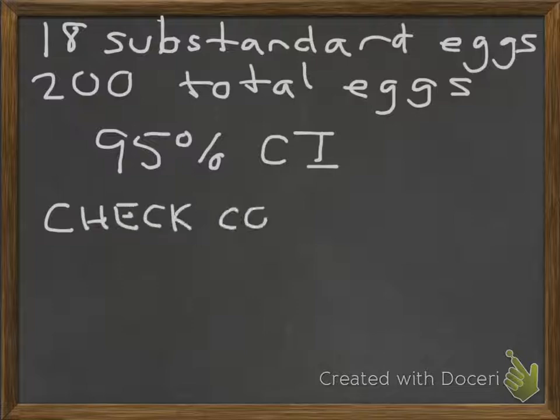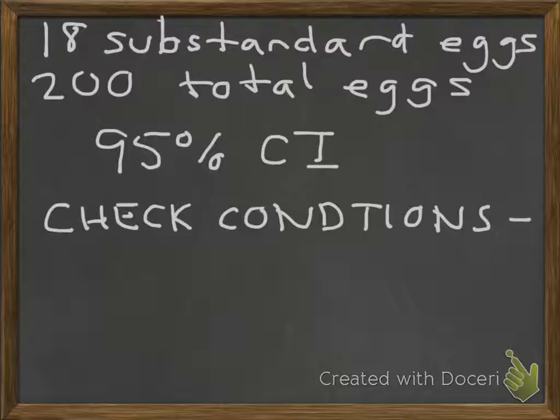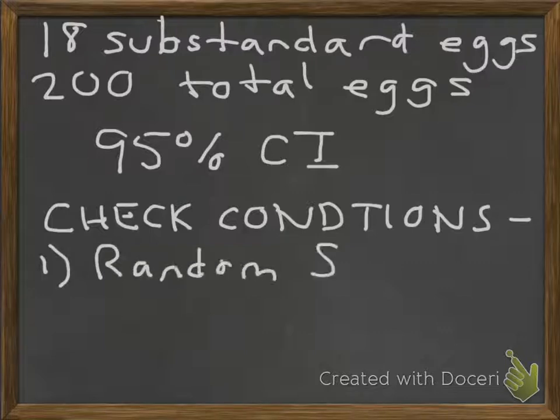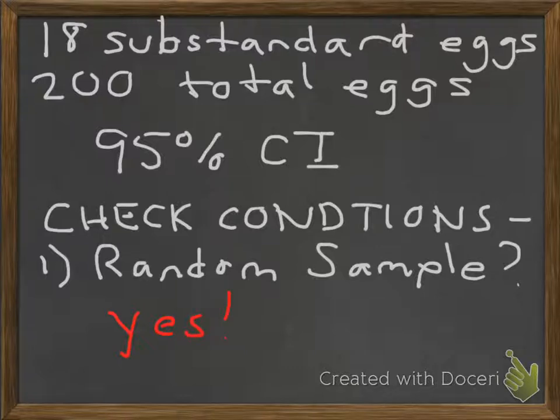And before we dive into the formulas and whatnot, we want to make sure we check the conditions. And this is the part that a lot of people overlook. So there's really three conditions you have to check. Three things that have to be true about this problem before you're even able to do any mathematics. So the first thing is you have to check to make sure that you took a random sample. And the problem does tell us that the eggs were a random sample. They say that the eggs were taken randomly, so we're in good shape with that one.